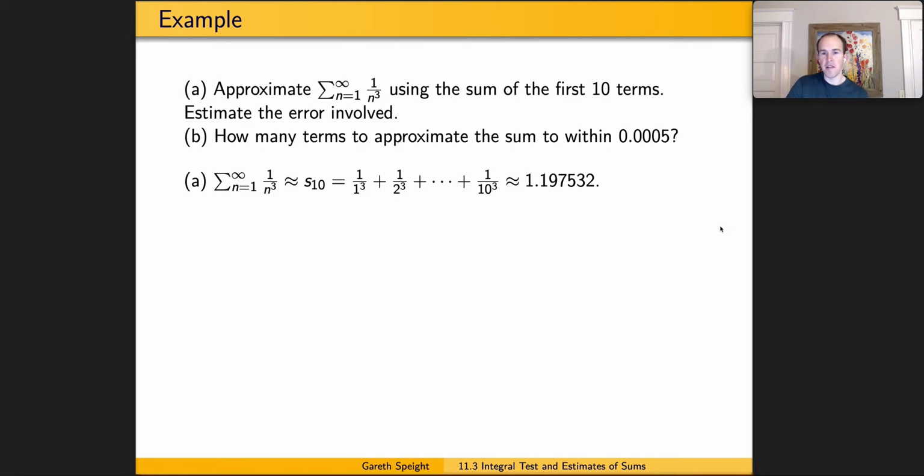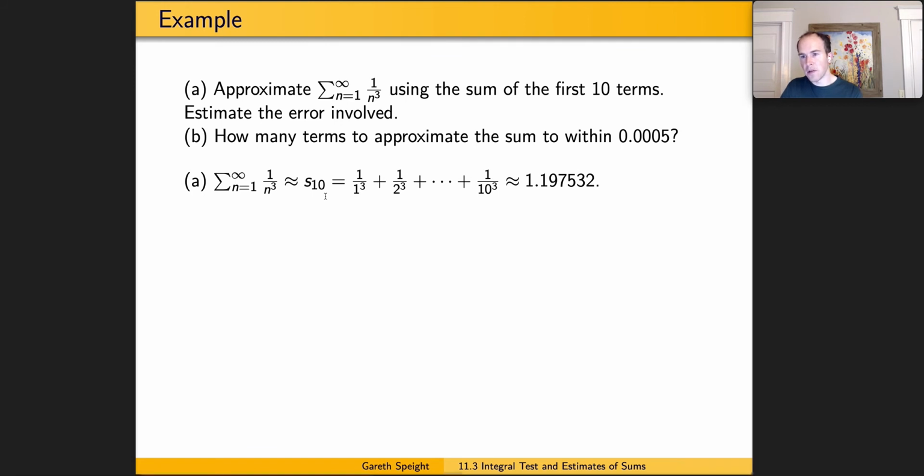Okay, so if we want to estimate the sum using just the sum of the first 10 terms, there's only one thing we can do. We have to add up the sum of the first 10 terms. So 1 over 1 cubed, 1 over 2 cubed, up to 1 over 10 cubed. If you work these all out, plug them in a calculator, obviously we'll give you something nicer in an exam, you'll get around 1.197532.